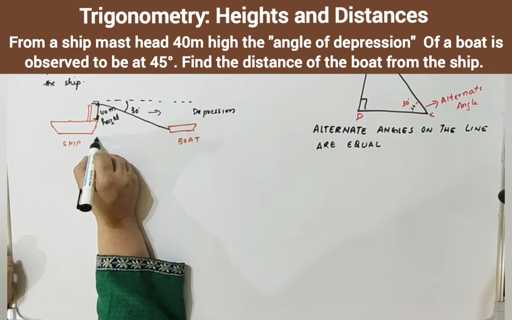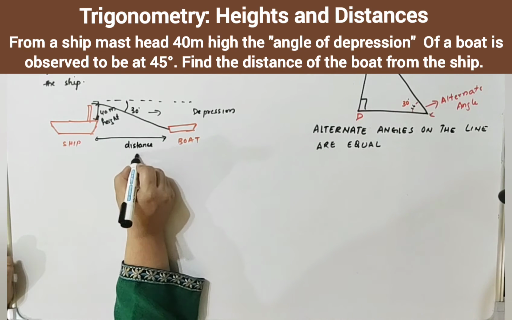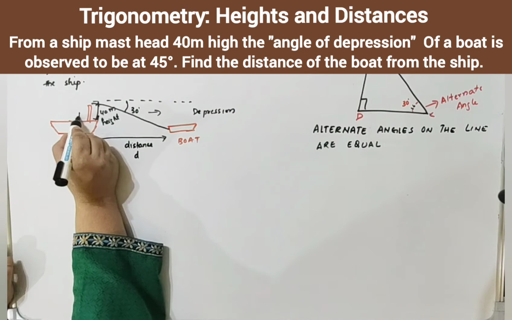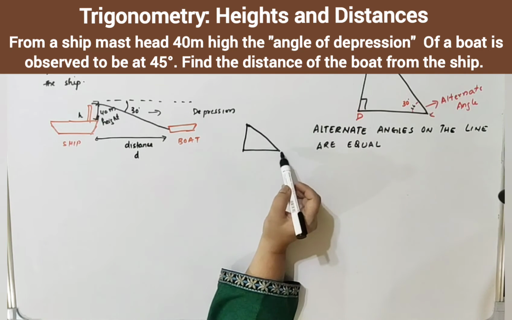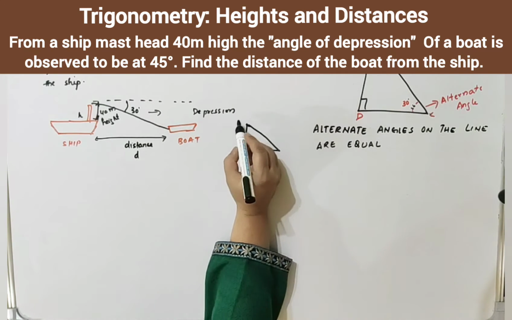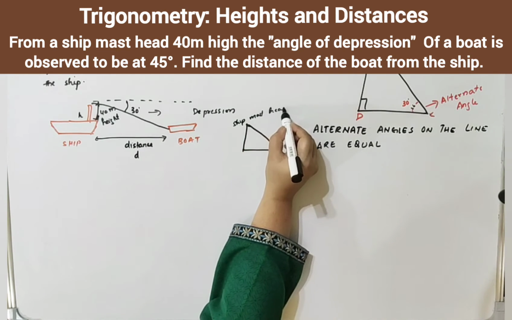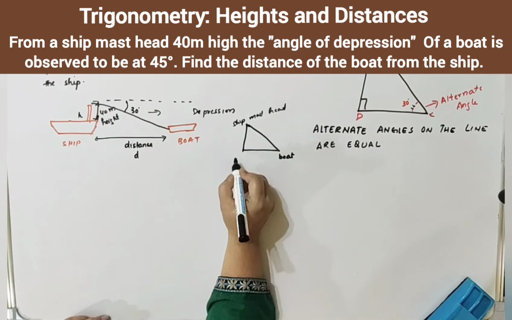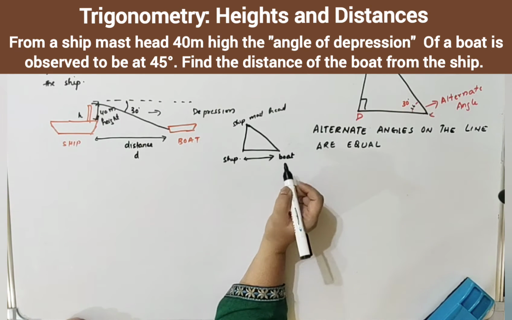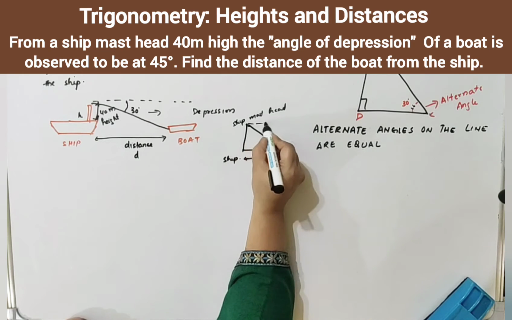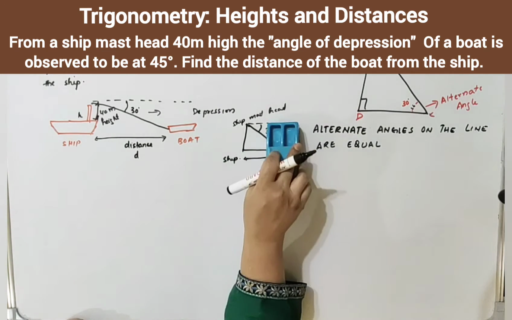We will have to find the distance of the ship. We'll have to find this distance, say D, and this is H. H is the height. So if you look at this diagram, it looks like this triangle. This is the ship head, ship masthead. This is the boat. This is the foot of the ship. Now we'll have to find this distance. And angle of depression is here. This is angle of depression. It's 45 degrees.